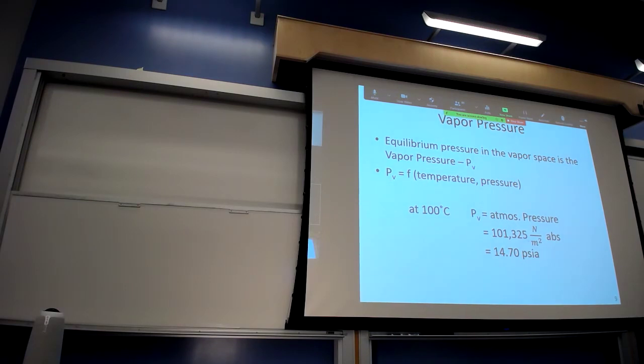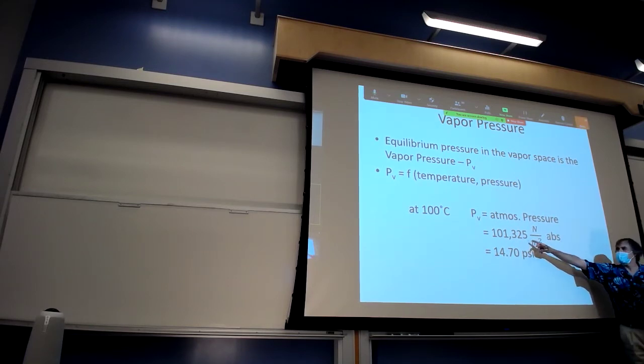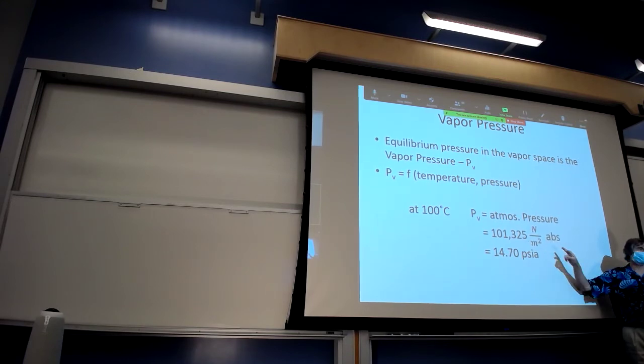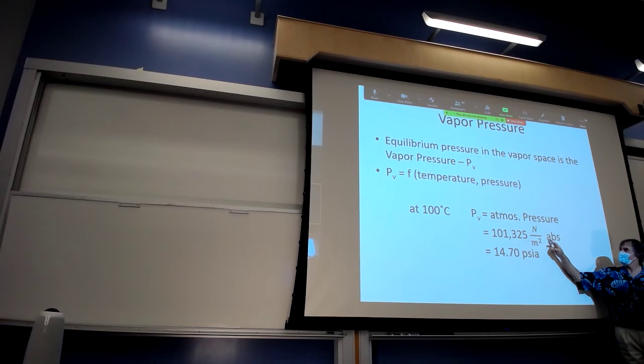So, if you go to the back of your book, you can look up the very right-hand column, which gives you vapor pressures. And if you went in there at 100 degrees C, you would see a vapor pressure of 101,300. And there are units at the top of that column, and those units I've reported here: 101,325 Newton per meter squared, absolute. That's the little a. That's telling you you're working in an absolute pressure measurement datum.